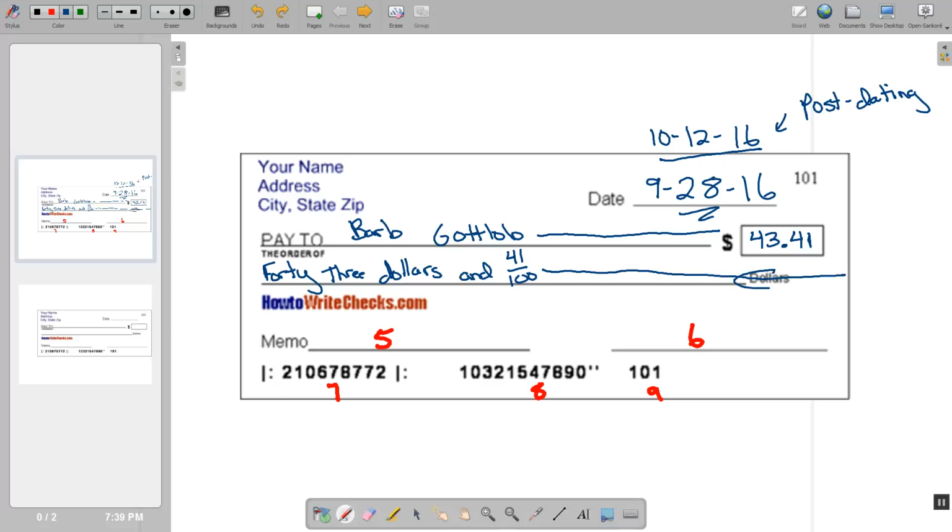Now you notice it's got this dollar symbol right here. I always go $43 and then I scratch out the dollar symbol. But it's really okay either way.